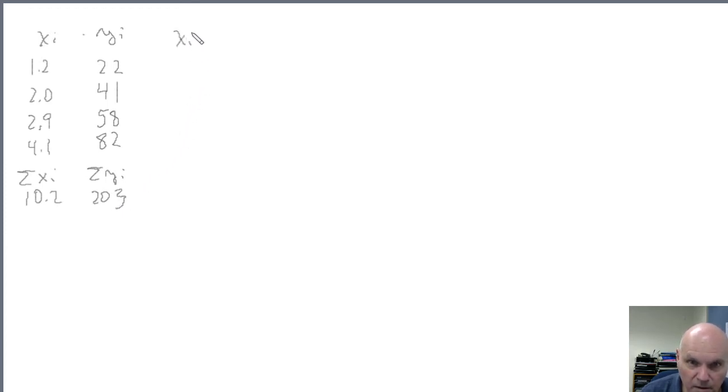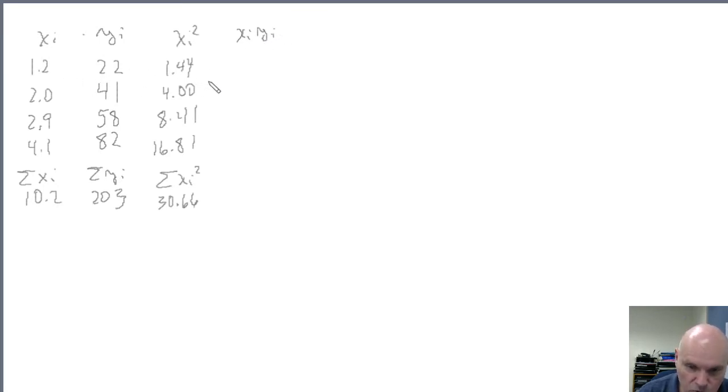We'll have another column here for xi squared, where we square each of the values. So 1.2 squared is 1.44, 2 squared is 4, 2.9 squared is 8.41, and 16.81 is 4.1 squared. The Sxx term involves the sum of the xi squared. Now that we've got all the xi squared values, we can sum them together, and that turns out to be 30.66.